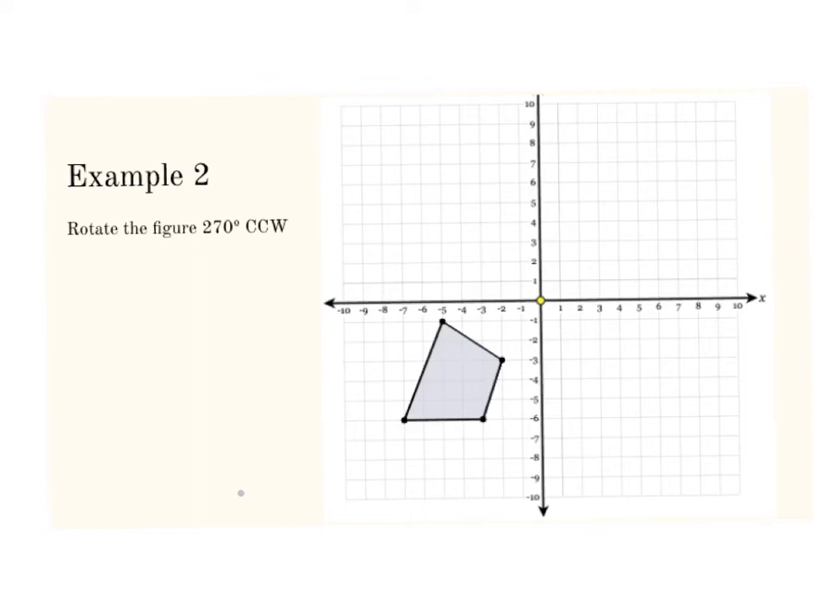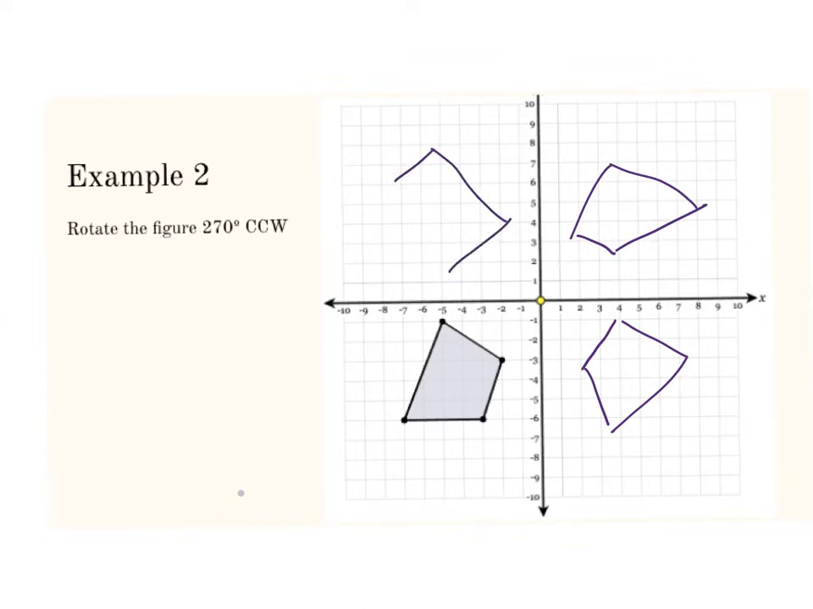Here we have a figure graphed already, and they want us to rotate it 270 degrees counterclockwise. To rotate it 270 counterclockwise, that means we're going to the left 3 turns, because each turn is 90 degrees. So if I were to turn it, here's my first turn, and then my second turn would be over here, and my third turn. So three 90s give me 270, which would be in this quadrant 2.